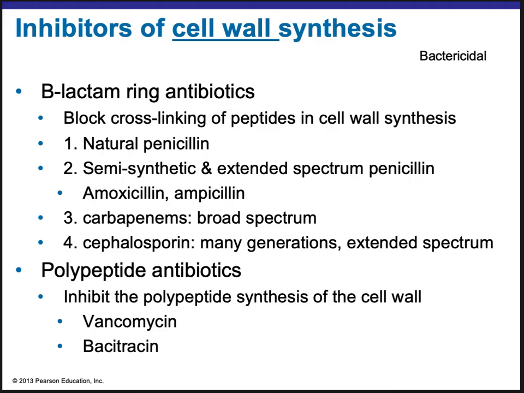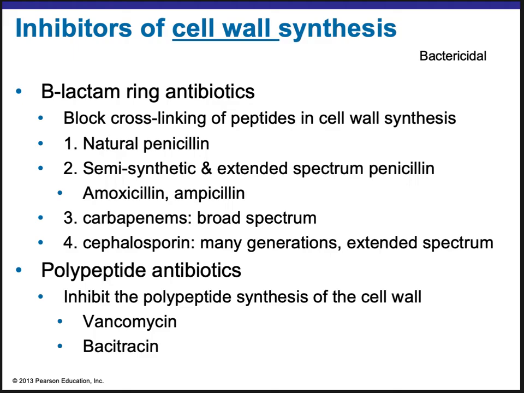Okay, so now when we talk about inhibitors of cell wall synthesis, these are all drugs that are going to lead to cell death, so we call them bactericidal. We're targeting different targets of the cell wall synthesis, but what you'll notice is that both the beta-lactam antibiotics and the polypeptide antibiotics are interfering with the ability to make those cross links, those peptides that hold together the chains of carbohydrate, the NAG and NAM subunits.